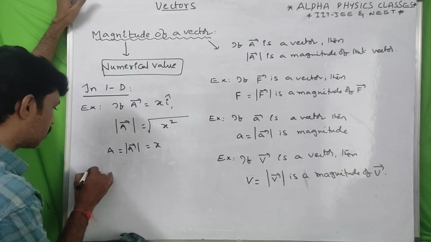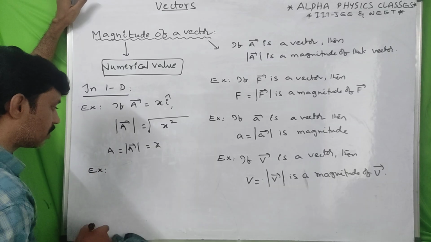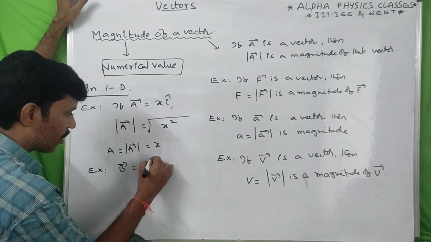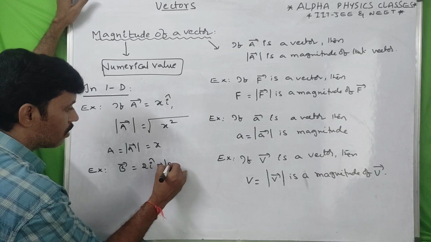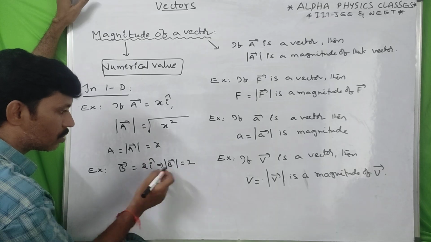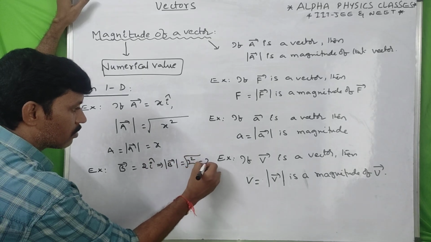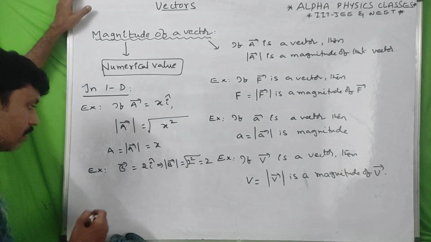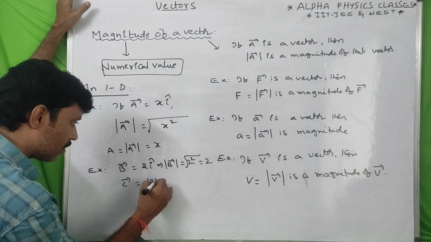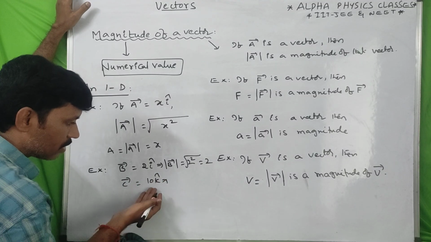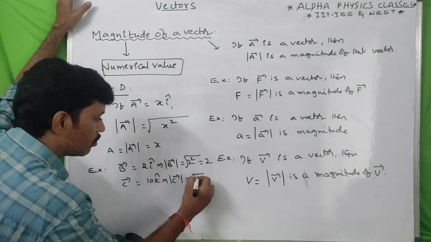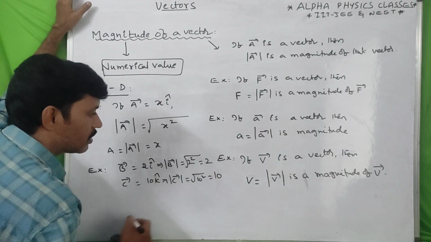Okay, one dimensional. For example, b bar is equal to 2 i cap. Then what is the modulus b bar value? Just 2. Am I right? Root of 2 square, the answer is 2. Clear? Next, c bar is equal to, for example, 10 k cap, in z direction. Modulus c bar is equal to root of 10 square, which is 10 only.